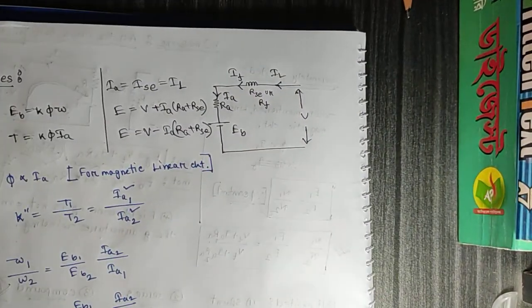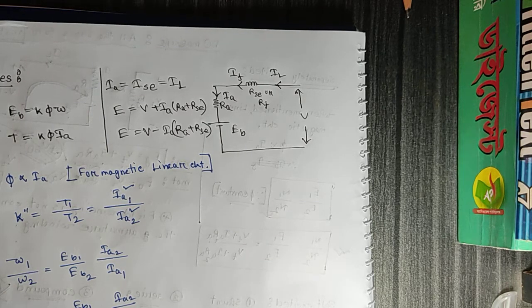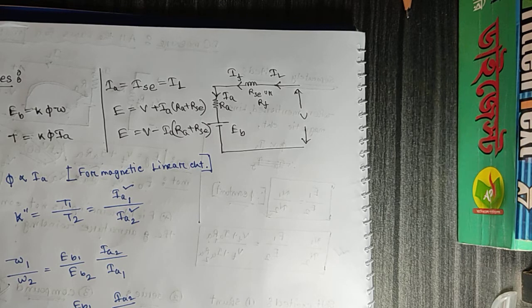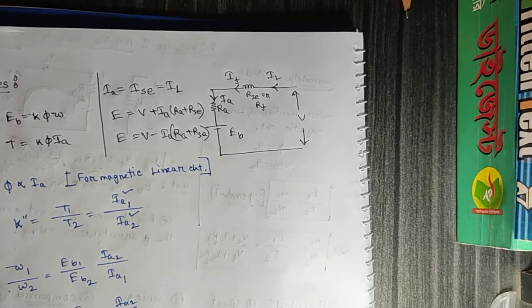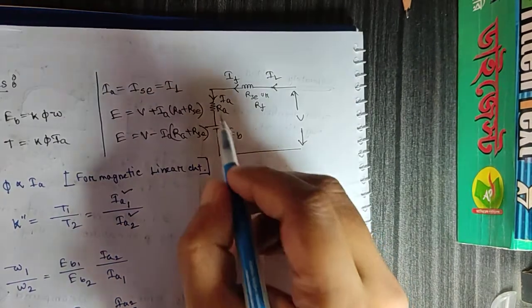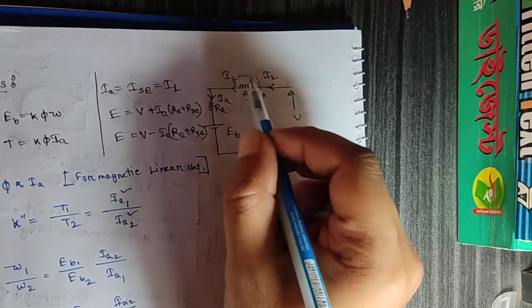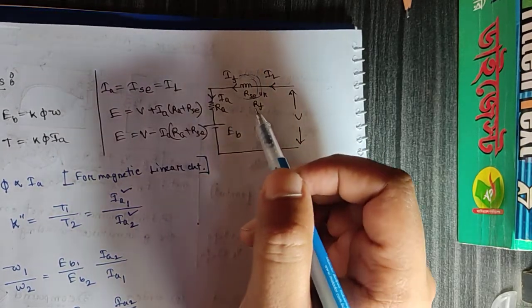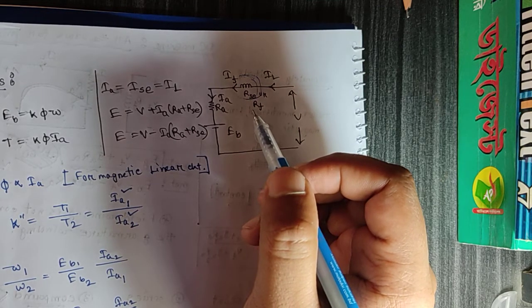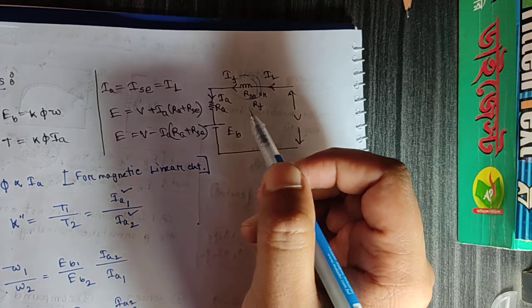In case of a series DC motor, or you can say DC generator, there is a winding connected in series with the armature, so that's why we call it a series DC motor. The armature winding is connected in series with the field winding. That's the difference between series and shunt. Shunt was connected in parallel, the field winding was connected in parallel with the armature winding.